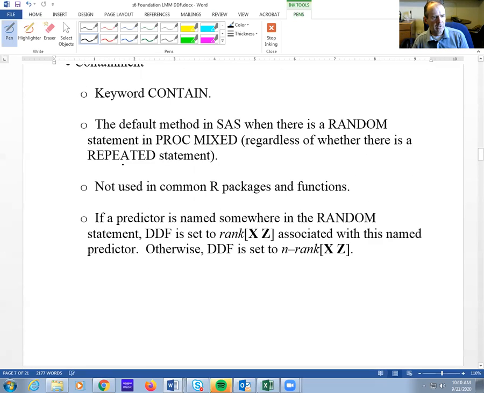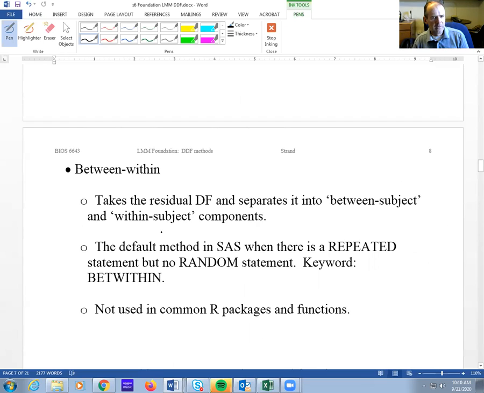So the containment and the between, within methods of estimating degrees of freedom are common in SAS, but in R you don't see these. In R you see the Satterthwaite and the Kenward-Roger methods for estimating degrees of freedom.